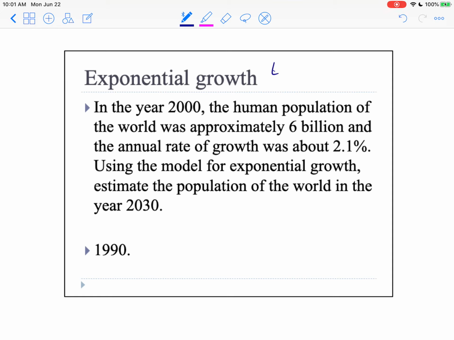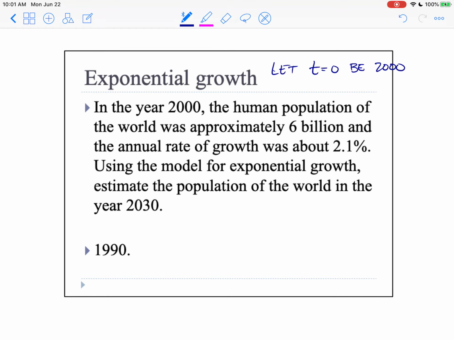So, what I'm going to do is let t equals 0 represent the year 2000. We can set our 0 point wherever we want. So t is in years for this, and I'm going to say that when t equals 0, that's the beginning of the year 2000. Okay.